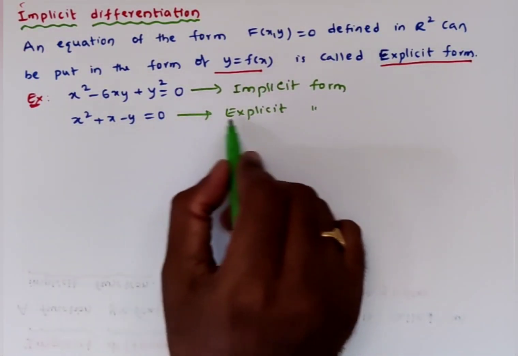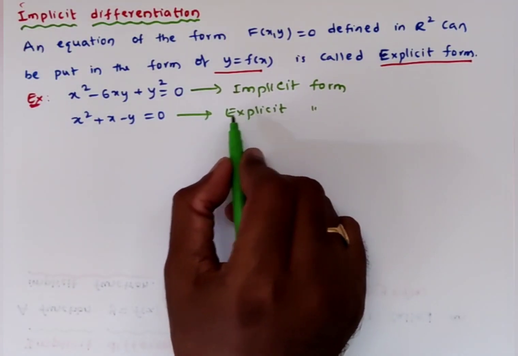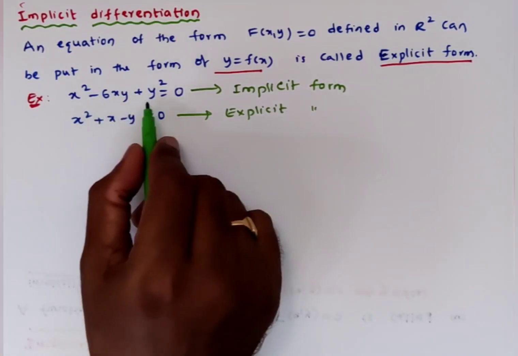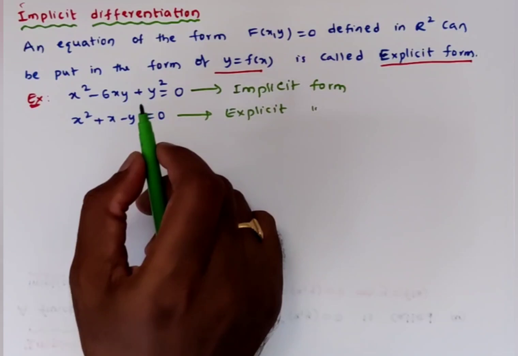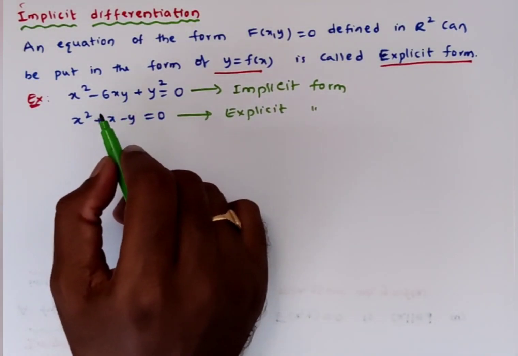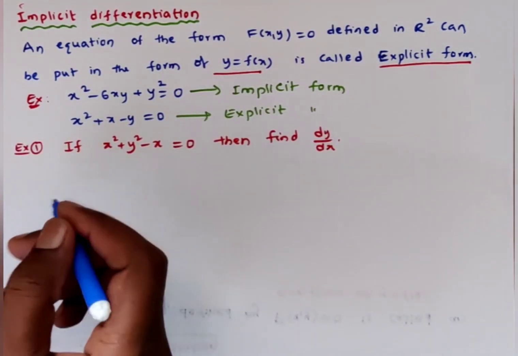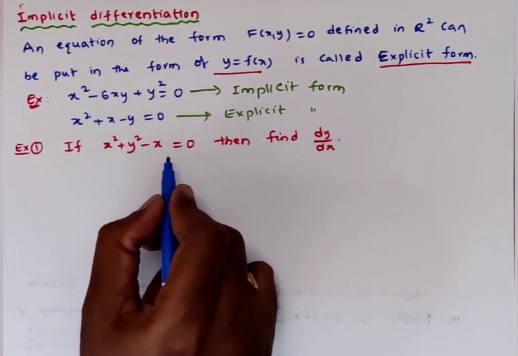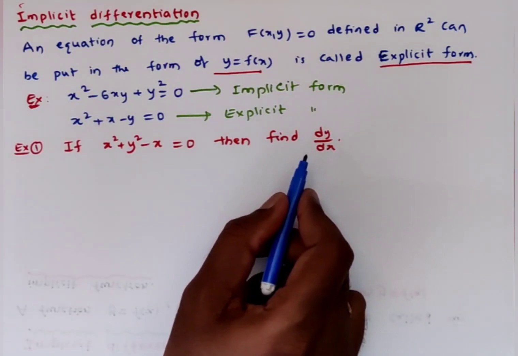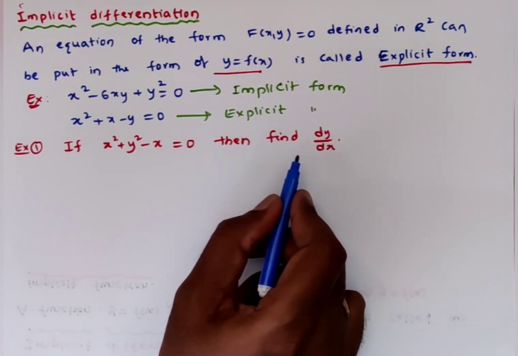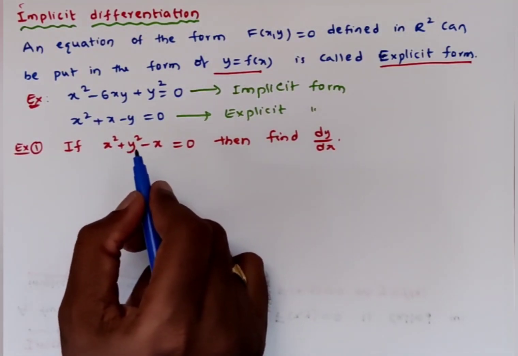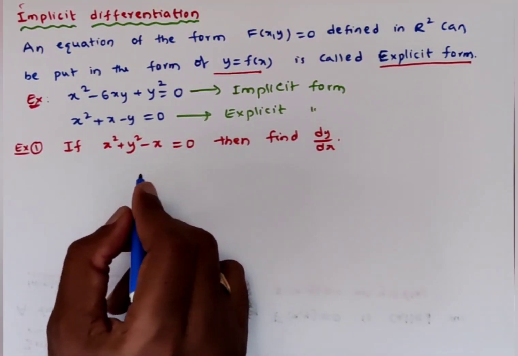Now we know the derivatives for explicit functions. What we did previously were also explicit functions. Now we need to apply the derivative for this type of equations, or implicit forms. So for example, see the example: if the equation is x square plus y square minus x equal to 0, then find dy by dx. It shows whether it is explicit or implicit. So try to find the derivative of the given equation.